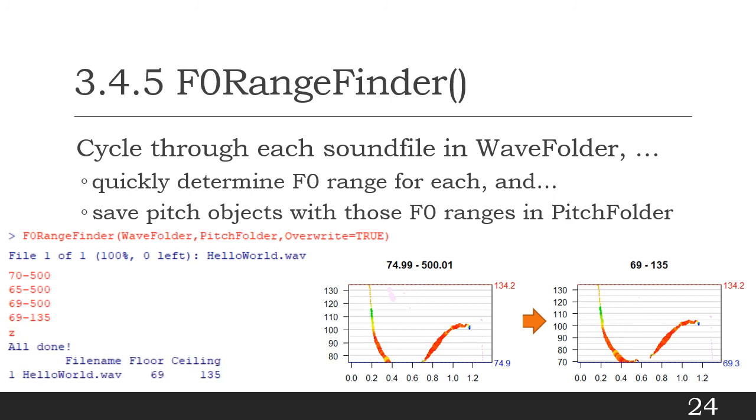In this case, it's Z. That means go to the next file. In our little demo example, there's only one file, and so it tells you that you're all done, and it shares with you the list of all of the floor and ceiling values you used for all of your files. And you can save this into an R object and save it on your computer.